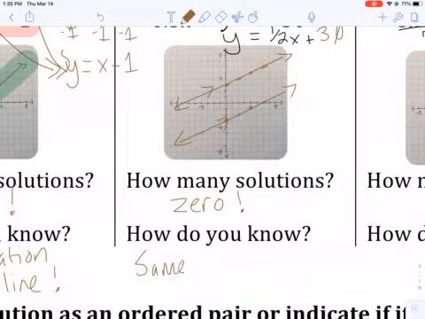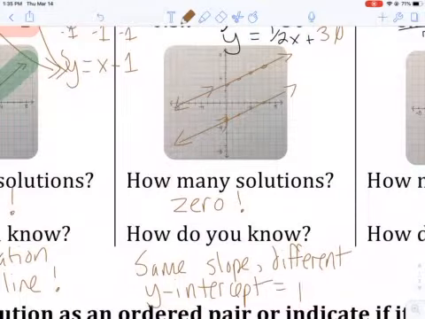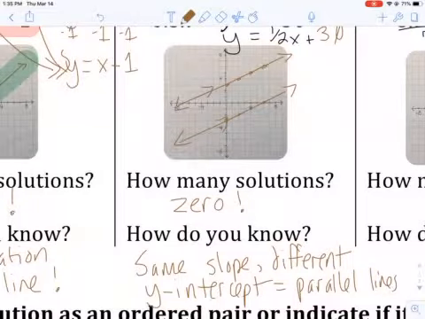How do I know? Same slope, different y-intercept, equals parallel lines. Two L's in parallel. Two L's are parallel. What do you know? All right.